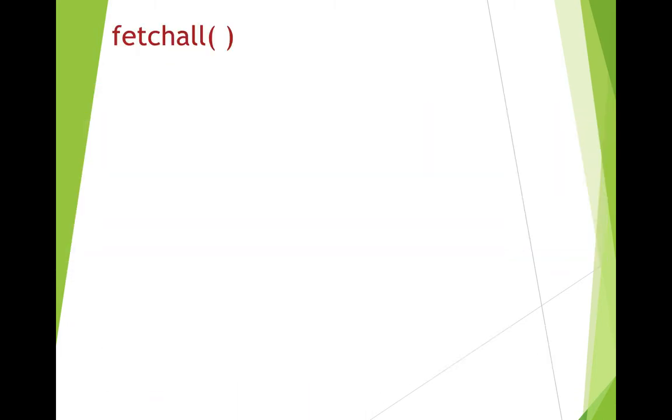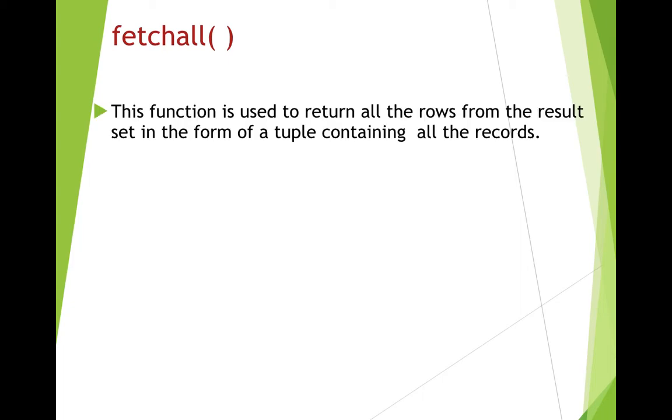Okay, now let's go to the next data extraction function, which is fetchall. From the name only it is evident that the fetchall function is used to return all the rows from the result set in the form of a tuple containing all the records. So now if you want to extract all the rows at a time, then you will use the fetchall function. What is the syntax?